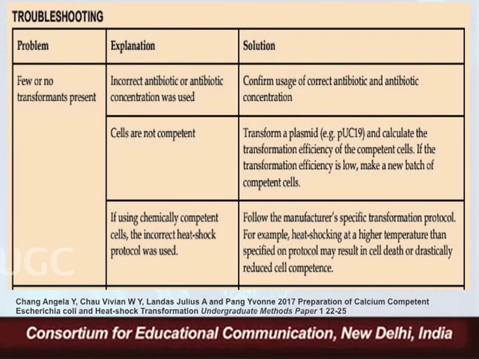Cells have not become properly competent. One very important thing while making competent cells is that everything has to be done in cold conditions. Everything has to be done under cold conditions. If there is a higher temperature, then the competent cells would not be perfect and there will again be very low or no transformation occurring. Or if using chemically competent cells, then the incorrect heat shock. Sometimes we raise the temperature too high, or we do not give the heat shock immediately. So there will be no transformants.